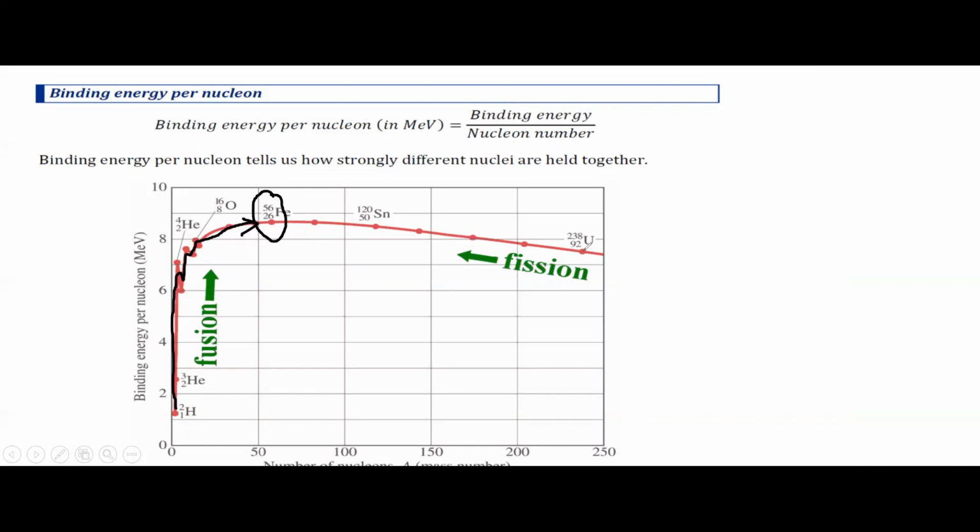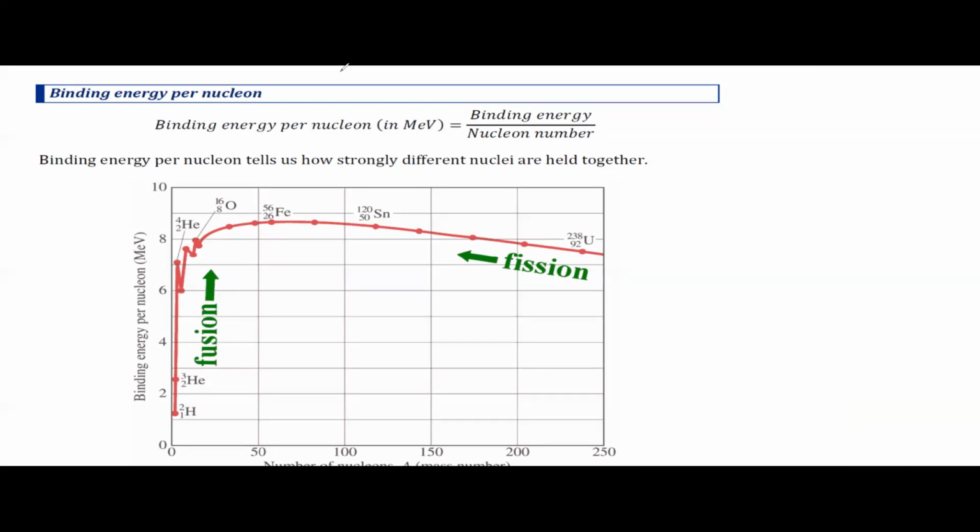In the same way, uranium breaks down into lighter nuclei, like krypton and tin, and they reach iron. So by the fission reaction, heavy nuclei break down and reach iron, and lighter nuclei by the fusion reaction combine and turn into iron. So lighter nuclei undergo fusion to reach iron, the stable nucleus, and heavy nuclei break down to form iron so that they will be stable.